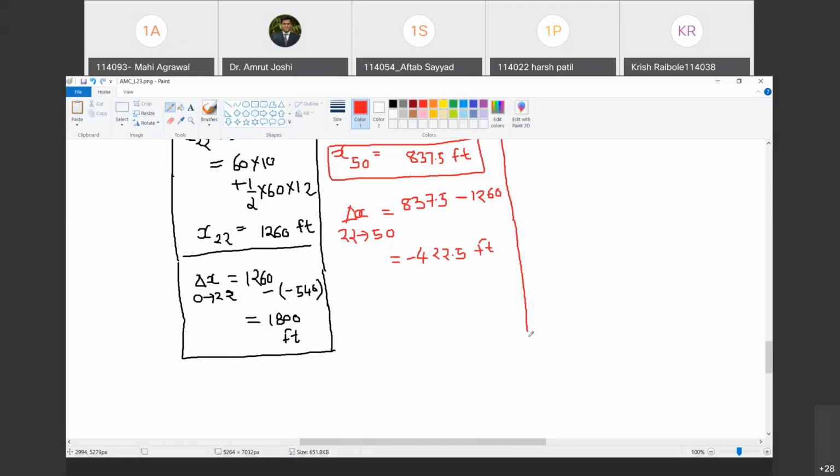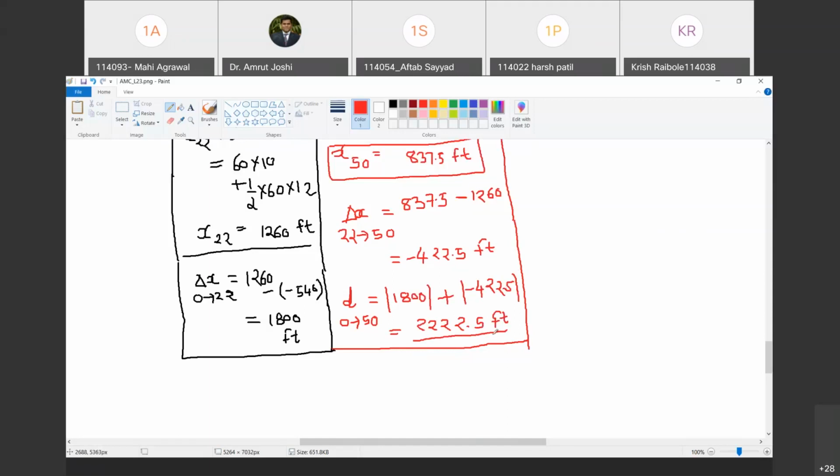Yes, sir. But what do we have to calculate? We have to calculate the total distance traveled d during 0 to 50 seconds. And I said it is going to be the summation of the moduli of change in position from 0 to 22 seconds and 22 to 50 seconds. So it is modulus of 1800 plus modulus of minus 422.5. So how much is that? 2222.5 feet. Do you agree with me? Yes, sir. So we have computed the total distance traveled.